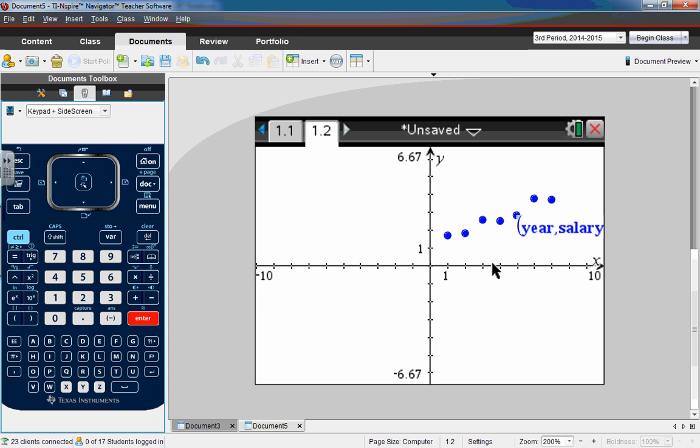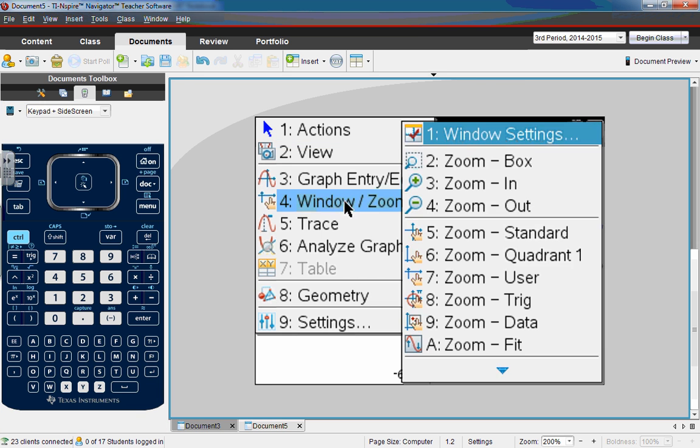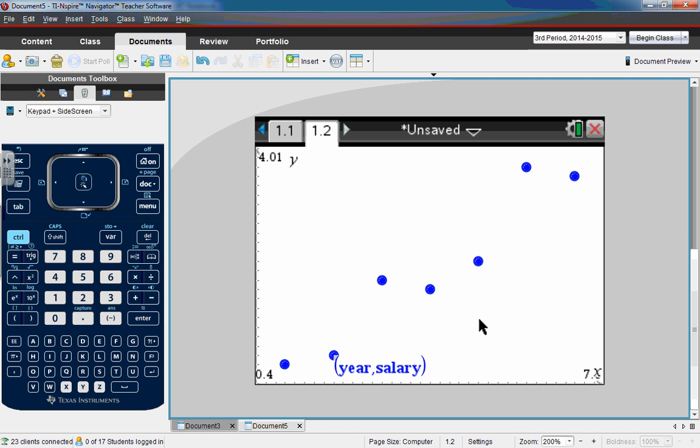Watch very carefully, though. Menu, window zoom, zoom data. Does it still look like it's a strong positive? It does not. You know why? Look at the data. Look at the scaling. The scaling's from 0.4 to 4.01. Is this stretching it out big time? Yes, it's taking that window, which is a very normal window size, and it's distorting the look of the data. Do we understand that?